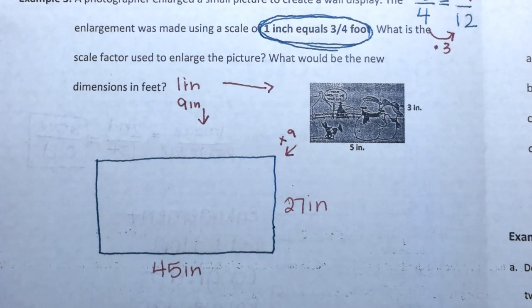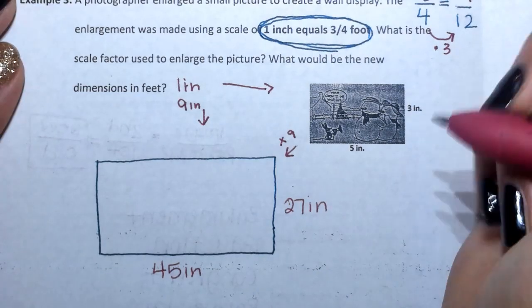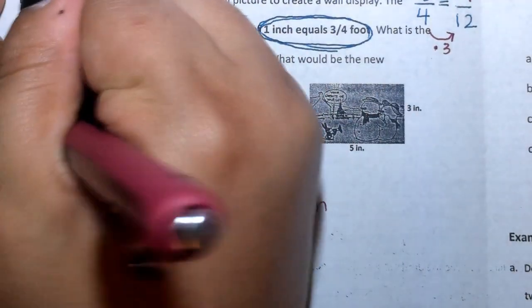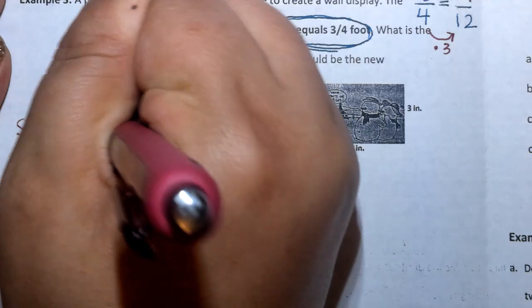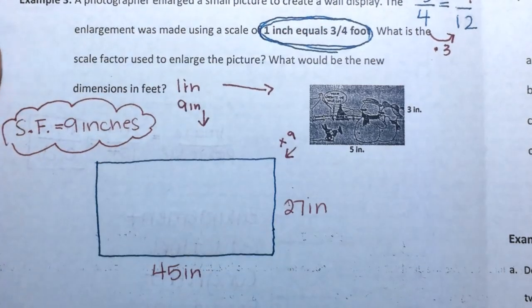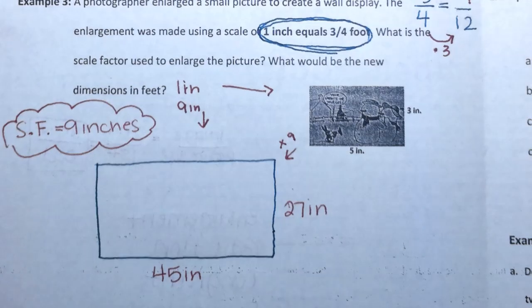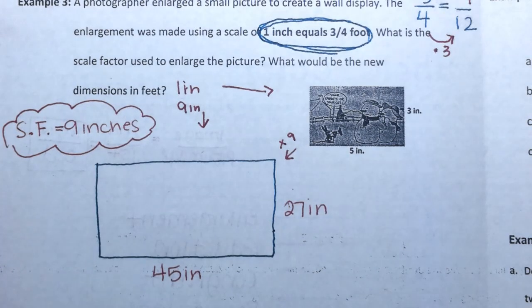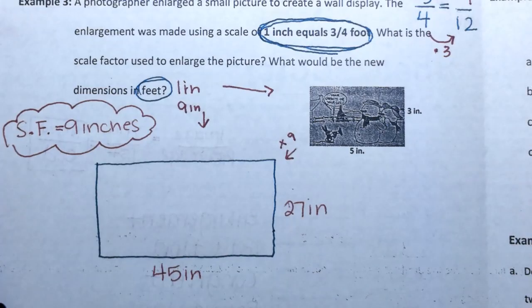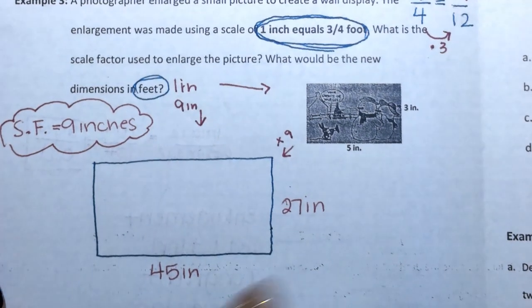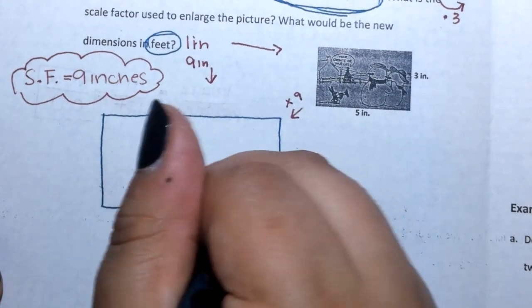So let's answer the question. The first question says, what is the scale factor used? 9 inches. So I'm just going to write SF equals 9 inches. And then what would be the new dimensions in feet? If you put 45 and 27, that's wrong. Why? That's inches. I want to know the new dimensions in feet. What am I going to do to figure out how many feet this is? Divide by 12.